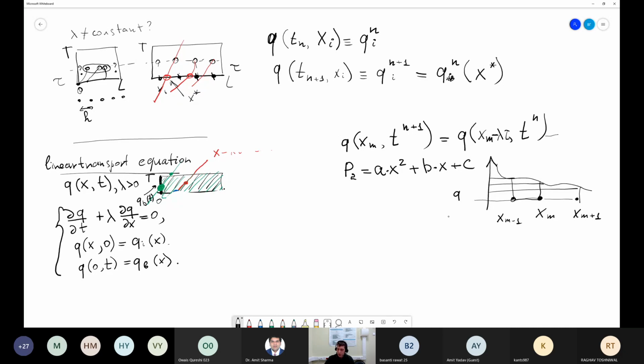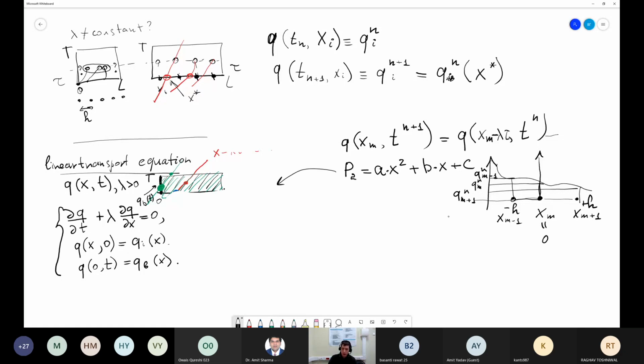Q at the point m plus 1 at the current moment, Q at the point m at the current time moment, and Q at the point m minus 1 at the current time moment. So let's introduce here a new coordinate system, and the coordinate xm is equal to 0. The coordinate of xm minus 1 is minus h, and here plus h. Let's substitute here. We'll have 3 equations.